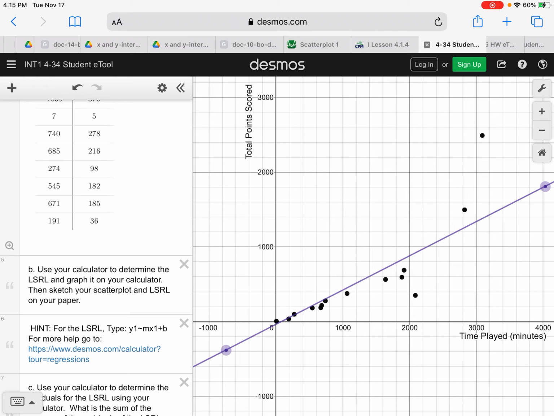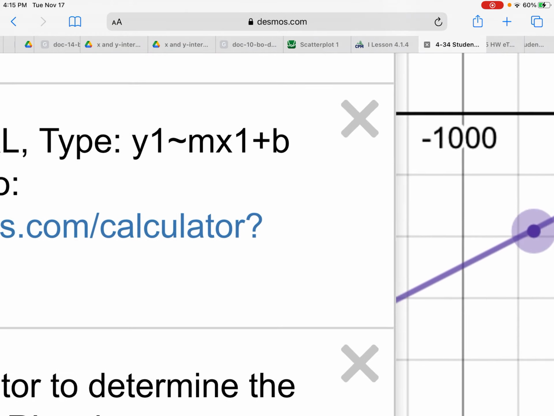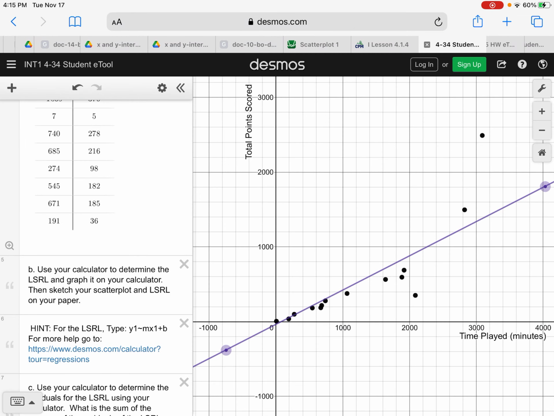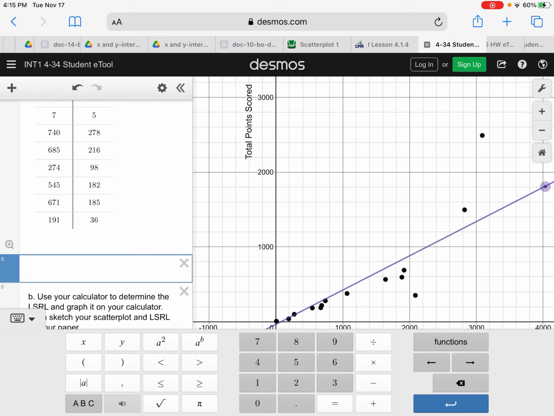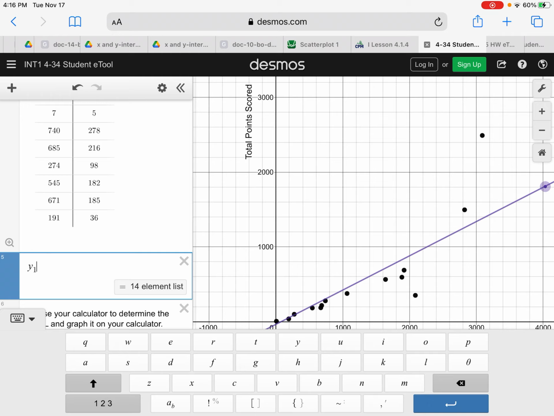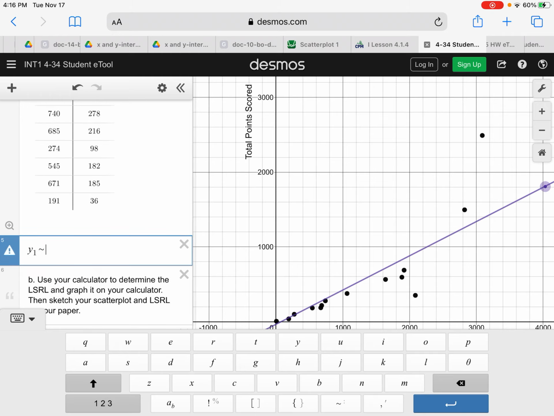Okay, so use your calculator to determine the LSRL and graph it on your calculator, then sketch the scatter plot and LSRL on your paper. So the main thing that you need down here is this. That right there, that's what you're going to type into Desmos: the Y1, the little tilde thing, the MX1 plus B. Type that in, and that will automatically draw the line of best fit for you. So we don't need any of this other stuff. We'll just go up here to the plus button, upper left-hand corner, hit expression, and then we just got to type that in. So it's just Y sub 1. They automatically do the sub 1. Then you got to go find the tilde. It's under the ABC part of the key right there.